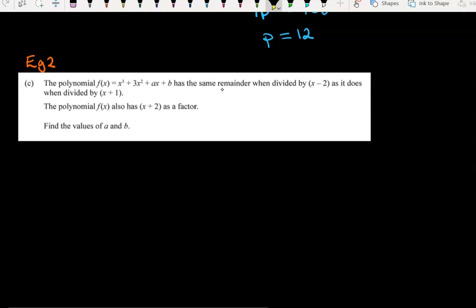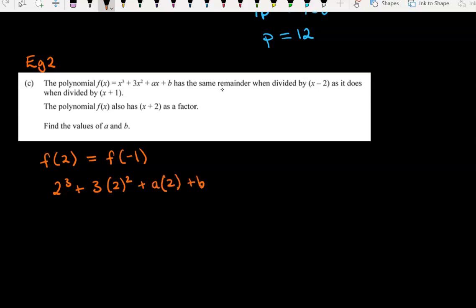We've got the same remainder when divided by x minus 2 as we get when we divide by x plus 1. So what this means is if we substitute in 2, f of 2 will give us the same number as if we substitute in minus 1. Okay, so let's write out what that will look like. So 2 cubed plus 3 times 2 squared plus a times 2 plus b will be equal to, if we put in minus 1, minus 1 cubed plus 3 times minus 1 squared plus a times minus 1 plus b. And let's tidy that up.